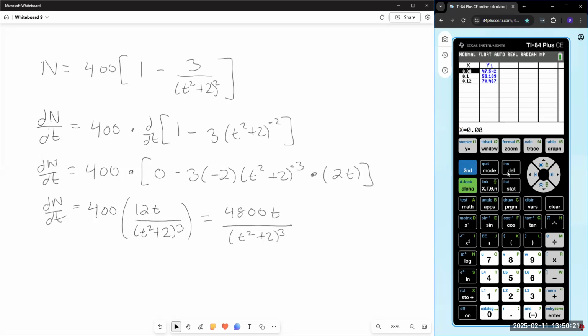A second table, because I already have my table settings set to ask, and when t equals 0, we're going to have a growth rate of 0. That makes sense. When t equals 1, and this is 1 day, t is measured in days.